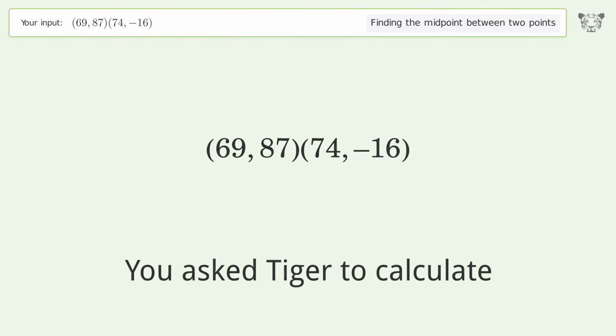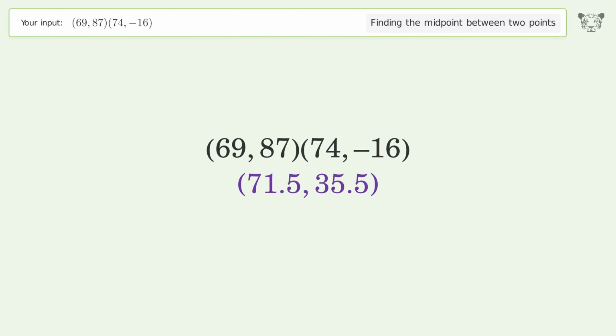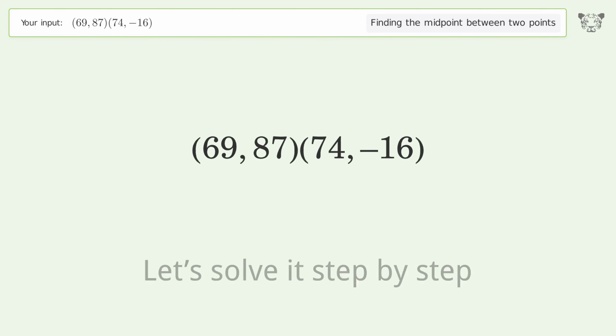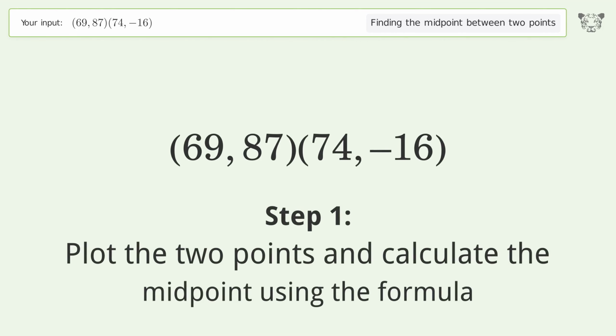You ask Tiger to calculate. This deals with finding the midpoint between 2 points. The midpoint between the 2 points is 71.5, 35.5. Let's solve it step by step. Plot the 2 points and calculate the midpoint using the formula.